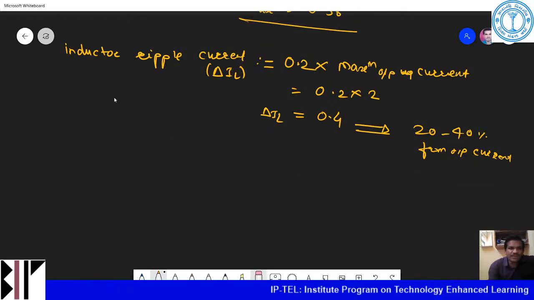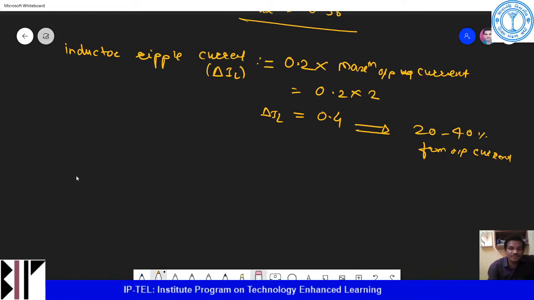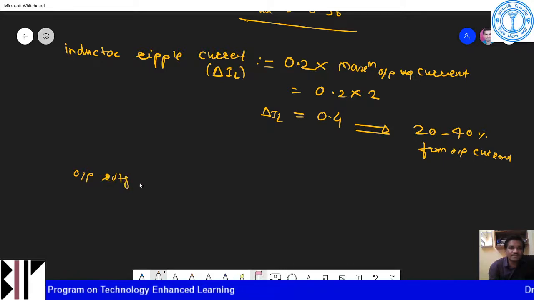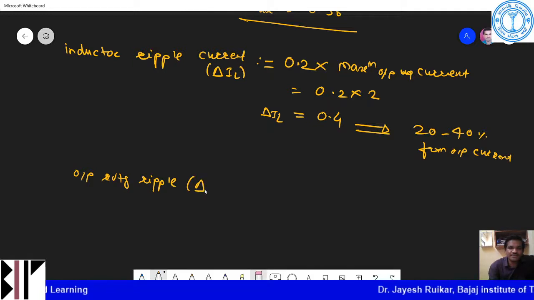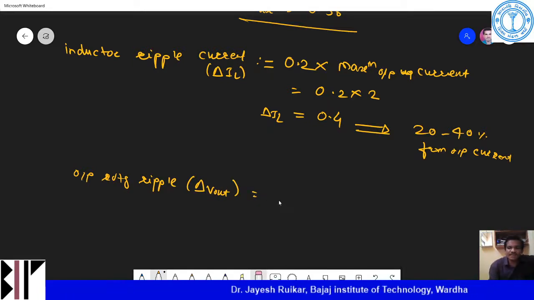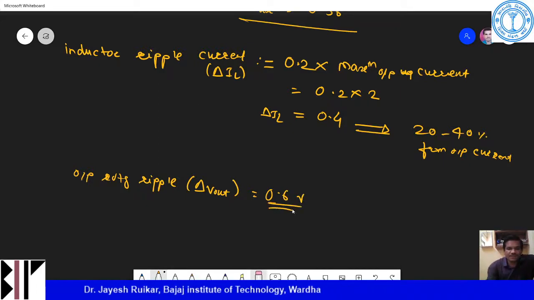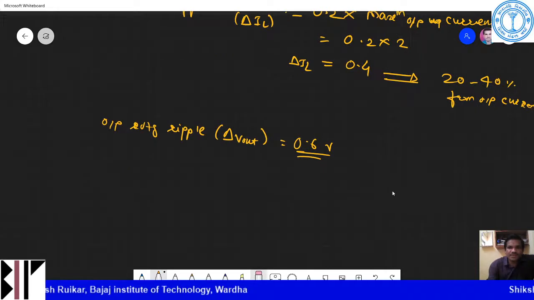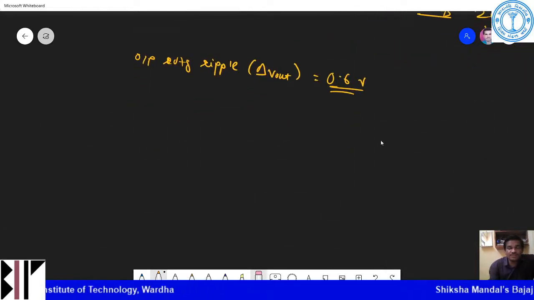Also, we need to calculate the desired output voltage ripple. The output voltage ripple is defined in terms of delta V out. That is nothing but 0.6 volt. Now, in order to find the equation, what is the equation for L?